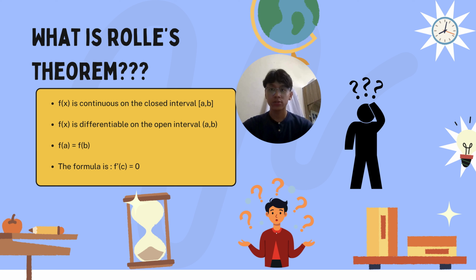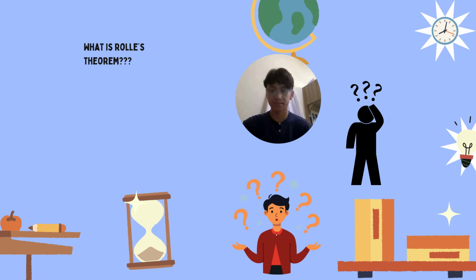Next, we are going to talk about what is Rolle's theorem. In Rolle's theorem, f(x) is continuous on the closed interval, which is [a, b]. Secondly, f(x) is differentiable on the open interval, which is (a, b). Thirdly, f(a) equals f(b). And the last one, the formula is f prime c equals 0.